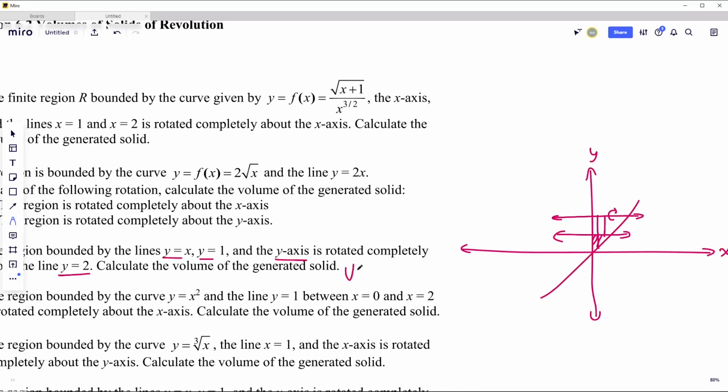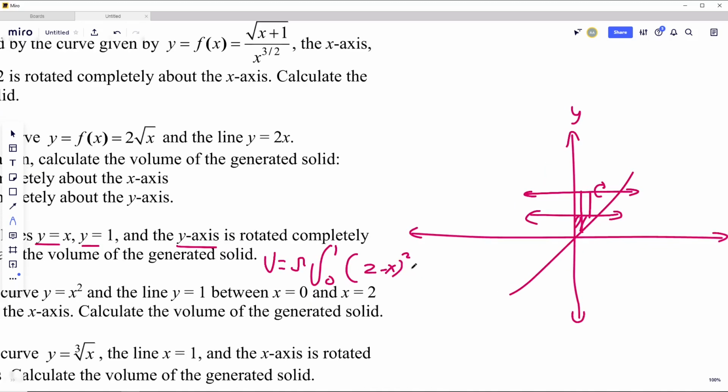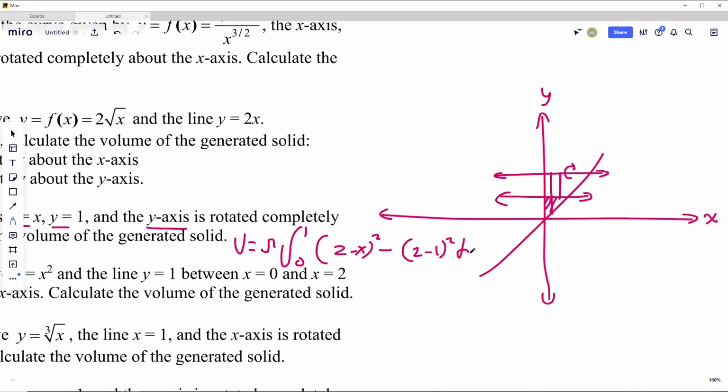So let me show you what I mean. V equals pi times the integral, and this is our region, from 0 to 1. So the large radius is going to be this. I can do 2 minus x, or x minus 2. It's fine because we're going to square either way. But technically, it's nice to get in the habit of doing up minus down for areas, so as not to get mixed up. Minus, up minus this function, which is 1, squared, dx.